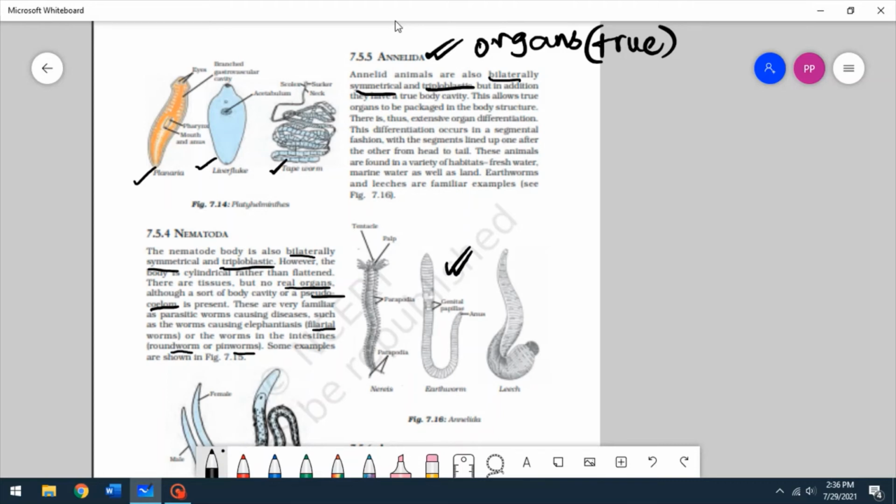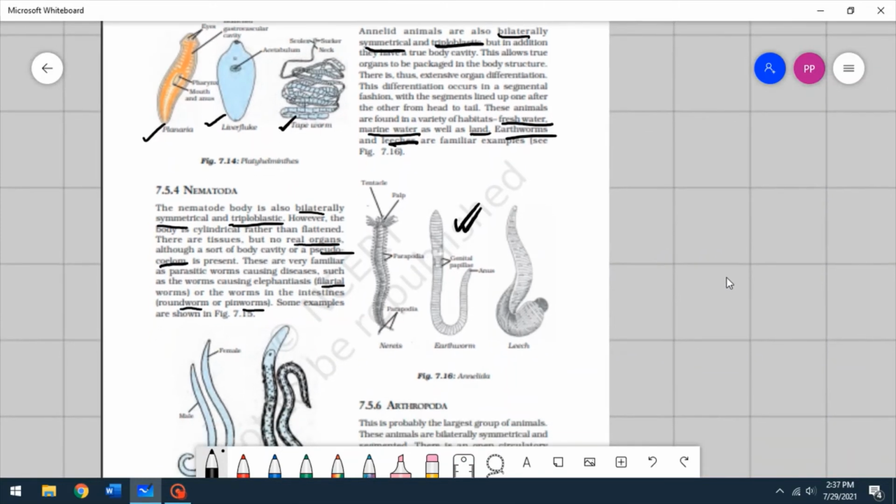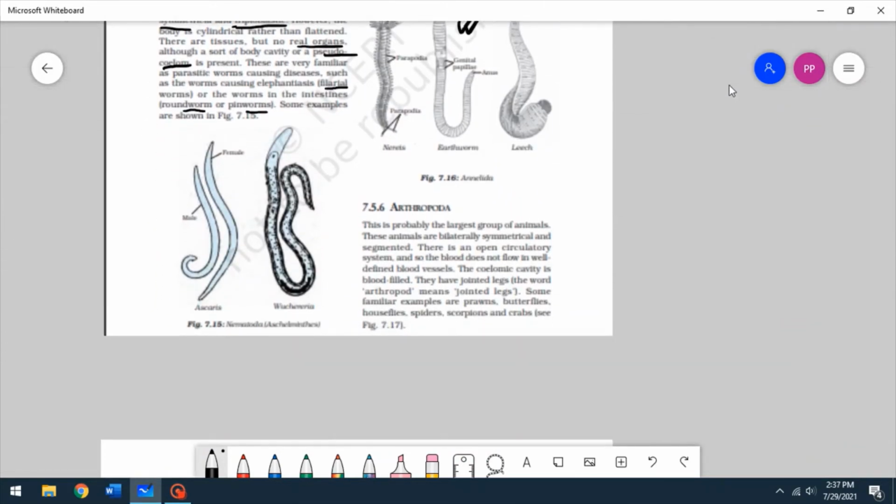So these animals are found in a variety of habitats, freshwater, marine water, as well as land. So they can be found in water and on land. Earthworms are found on land. So that is one way of remembering that Annelida can be found in water and on land. Earthworms and leeches are familiar examples. You might have heard of leeches also. They are common examples of Annelida. Alright, but there's also Nereis, which is another common example for Annelida.